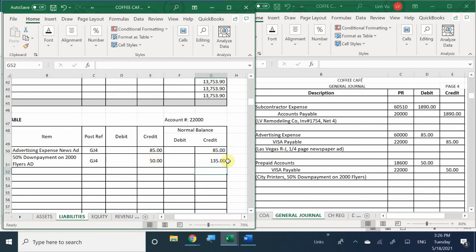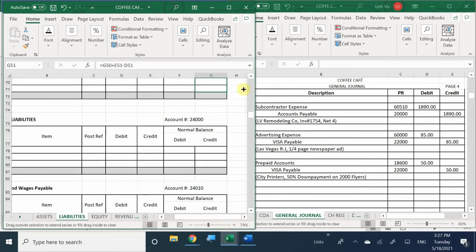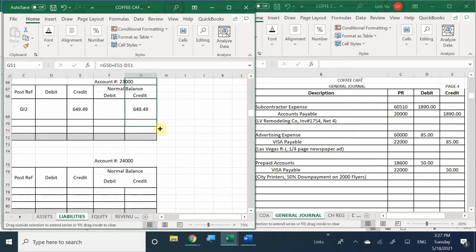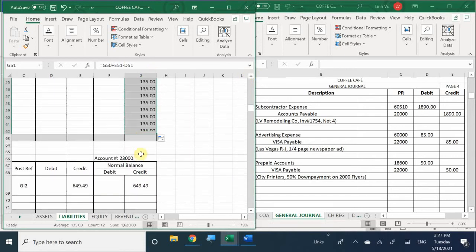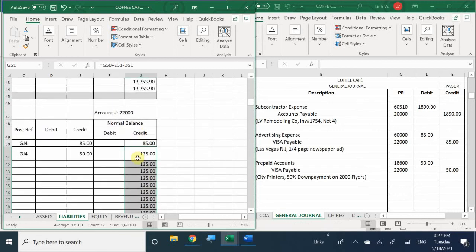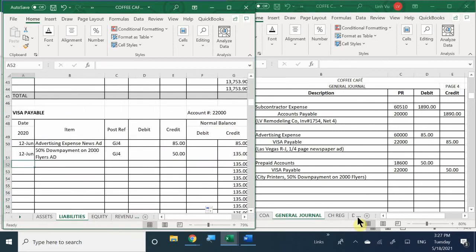Press enter, and now your account balance has increased by another $135. With this formula, I'm going to go ahead and apply it to the very bottom of my table. There. So now I have a nice running balance. Every time I enter a debit or a credit, it should either add or subtract to my existing balance.